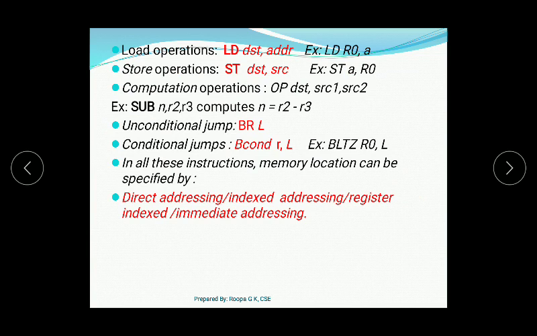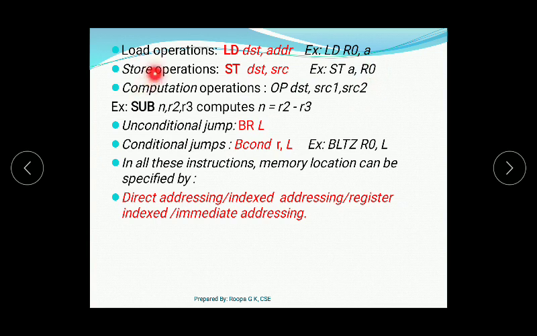The load operation can take this form: load, destination, source. This is the format and this is the example. We already used this load and store instruction in the previous example, so it is easy to understand now. A has to be loaded into register R0. For the store operation, this is the syntax: destination and source. Contents of R0 will be stored in A, the memory location A. For a computation operation: op, destination, source 1, source 2.